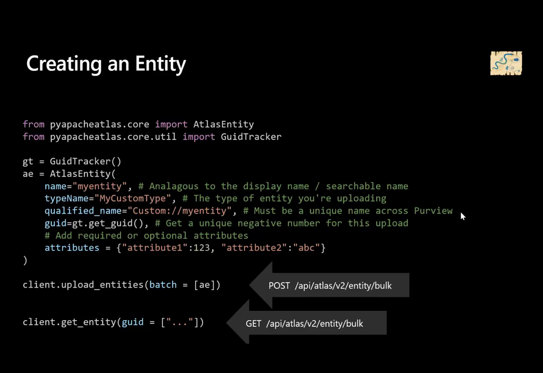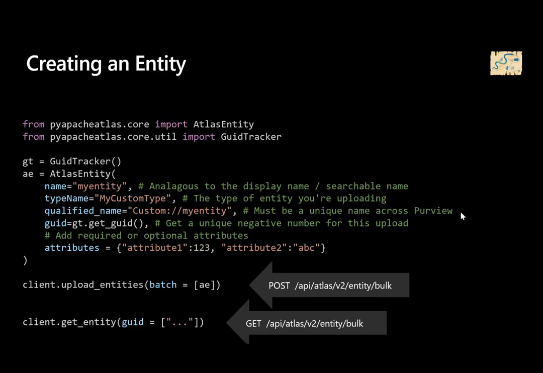So I'm going to give this my entity as the name. I'm going to use my custom type because I just created it. And then we also need qualified name. Qualified name, as I've mentioned before, requires it to be a completely unique name across your Purview instance. And so as a result, as you start thinking about creating entities or using built-in entities, you need to consider what is the pattern that I'm going to use for my qualified names.